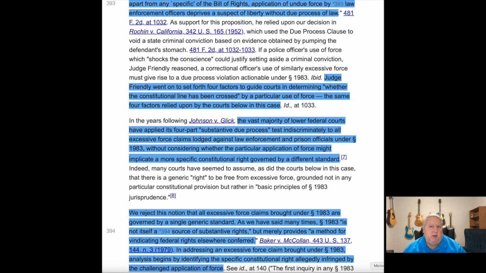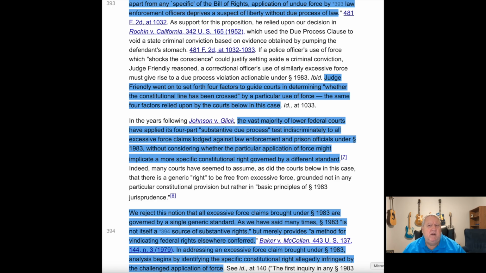In the years following Glick, the vast majority of lower federal courts have applied its four-part substantive due process test indiscriminately to all excessive force claims lodged against law enforcement and prison officials under Section 1983, without considering whether the particular application of force might implicate a more specific constitutional right governed by a different standard. Indeed, many courts have seemed to assume, as did the courts below in this case, that there is a generic right to be free from excessive force, grounded not in any particular constitutional provision, but rather in basic principles of Section 1983 jurisprudence. We reject this notion that all excessive force claims brought under Section 1983 are governed by a single generic standard.